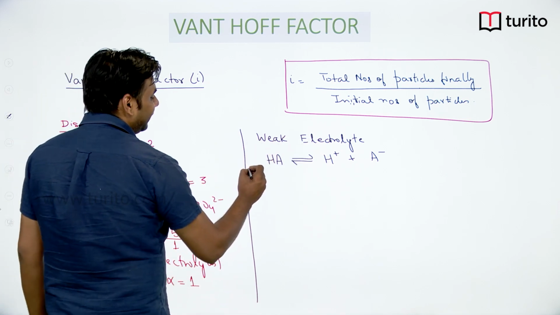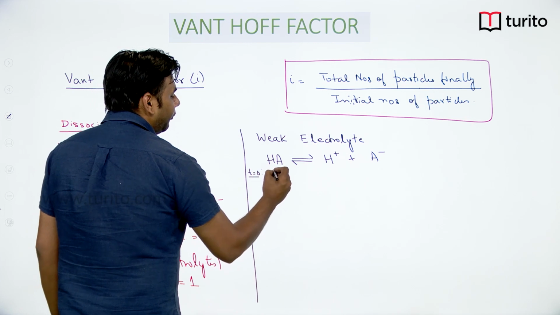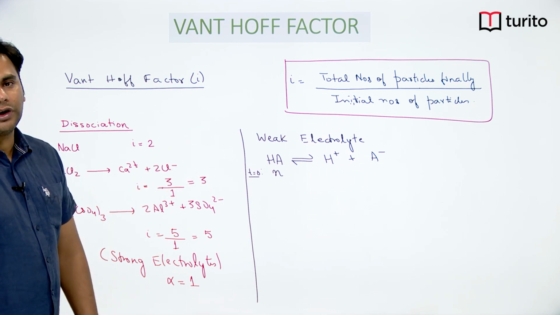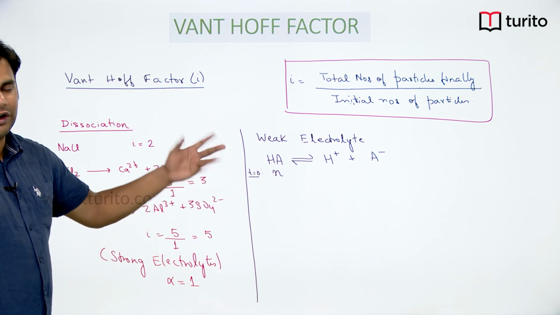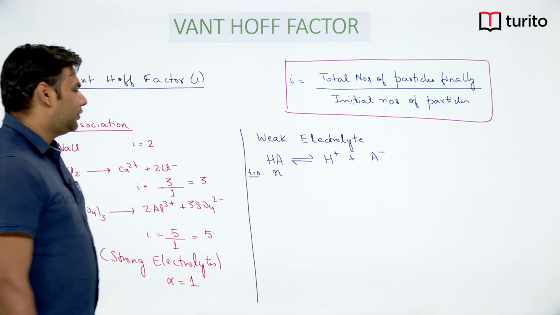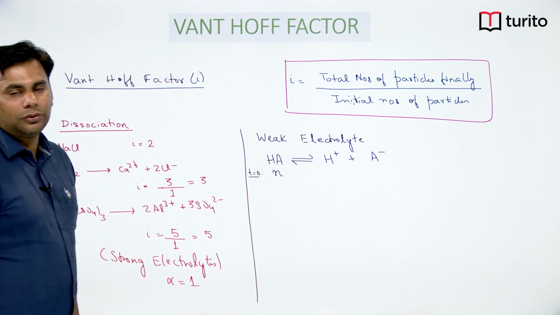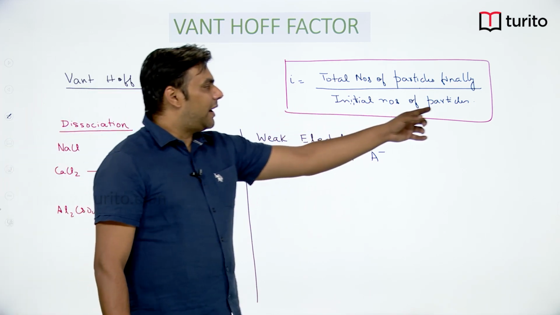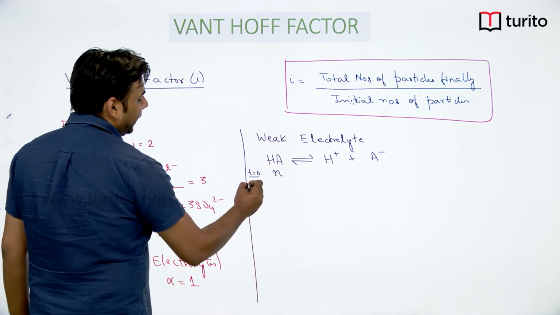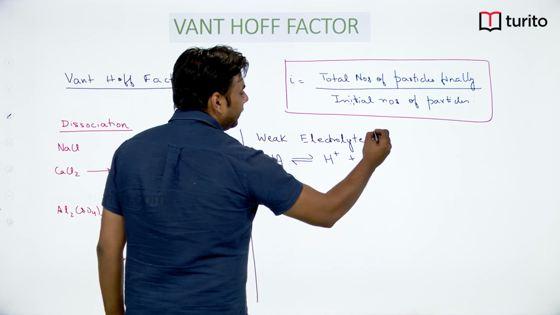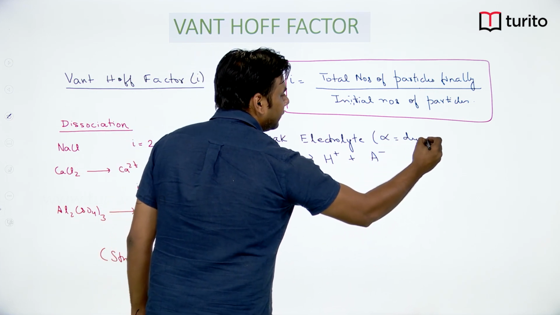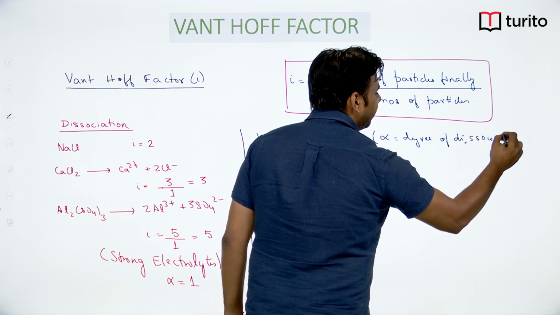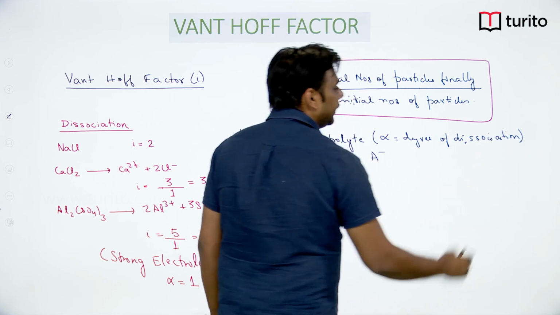So we'll say that let the initial number of moles of HA be n. You can assume it to be a, b, 1, 2, anything you want. At time t equals 0, let us assume that the number of moles of HA added in the solution was n. So the number of particles initially was n. After some time t, let alpha be the degree of dissociation. So alpha is your degree of dissociation.